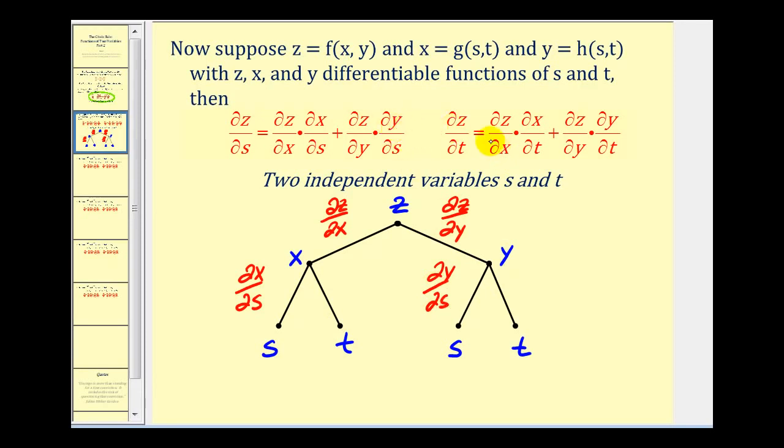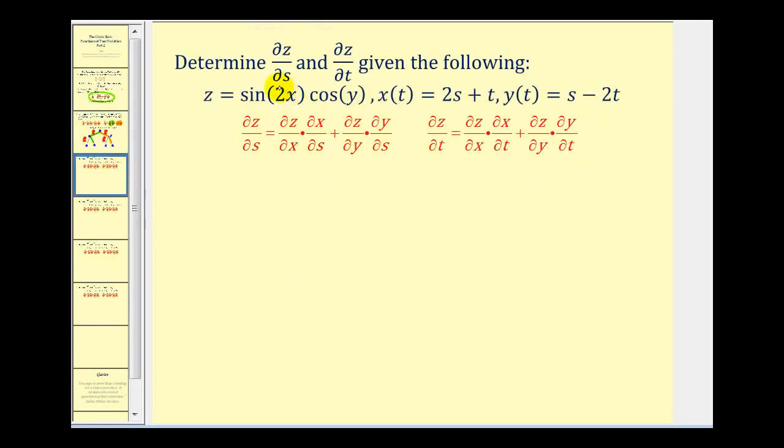And then to determine the partial derivative of z with respect to t, we would just follow, meaning we go from here to here. This would be this half of the chain rule. Meaning on the right we would go from z to y and then y to t, which represents the second half of the chain rule. Let's go and take a look at some examples. Here we want to find the partial derivative with respect to s and t.